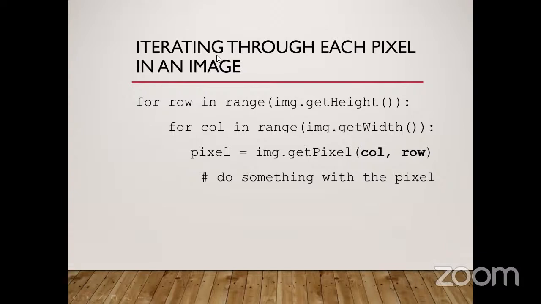Then the second loop, the one that's nested inside of the first one, is going to be for columns. So I abbreviated columns with col. Right? For col in range of image.get width. Because the image knows how many pixels wide it is, so it can tell me how many columns I have. Does that make sense? Okay, I see some nodding. Then I can set a variable up called pixel, where it's going to go into the image and get the pixel at column and row.